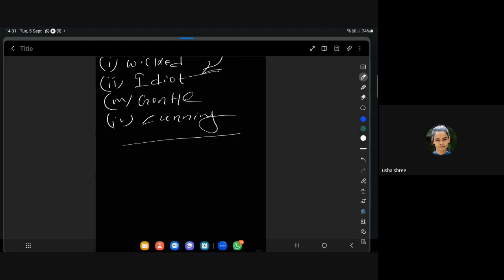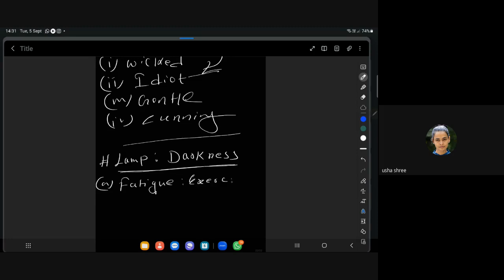The next, suppose lamp is related to darkness. Now they have given you 4 relationships. Out of this, using this one, which is right? A, fatigue, exercise, then B, water, thirst, then C, medicine, illness.